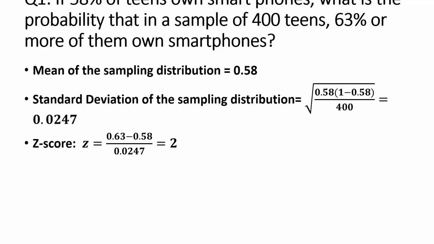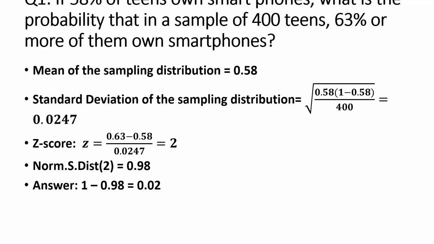To find the proportion that have z-scores more than 2, we first take normsdist of 2, which is 0.98, and the proportion that have a higher score than 2 is our answer, 0.02. So if currently still 58% of teens own smartphones, then there'd be only a 2% chance that a sample of 400 would give us 63% or more.